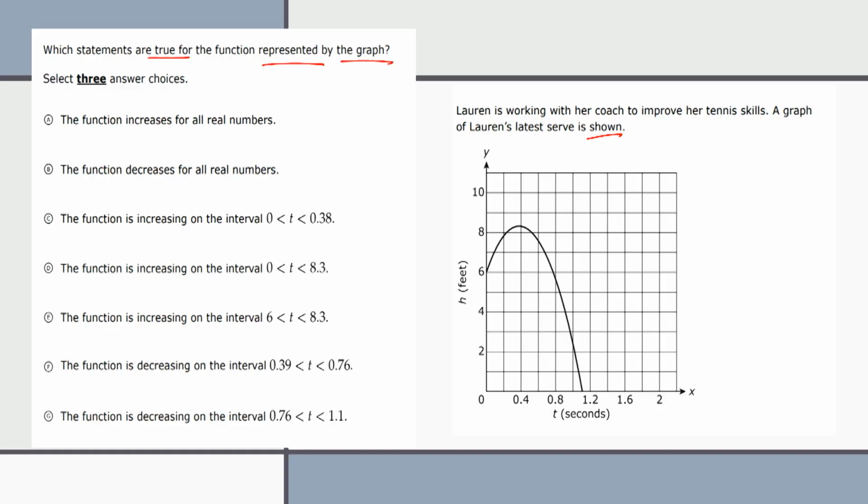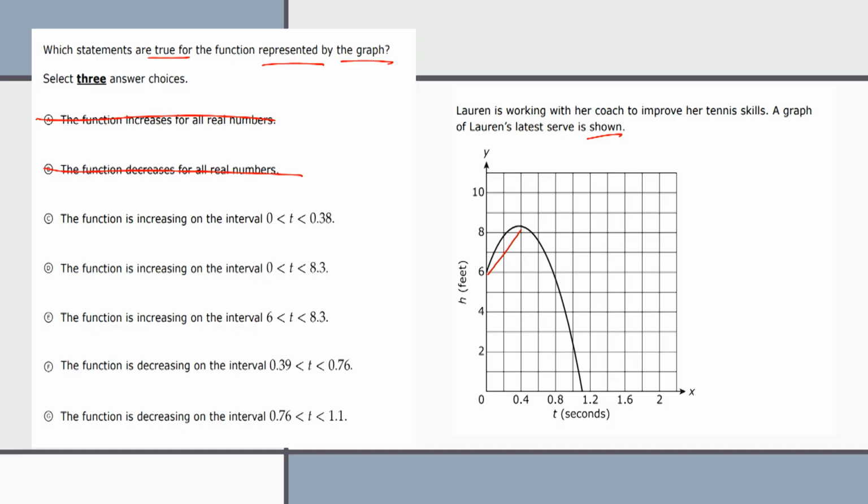So the first one says the function increases for all numbers. Well, let's see. I'm increasing, but then I start decreasing. So this is not the answer. Then it says the function decreases for all real numbers. Well, we've already shown on our graph that that's not true as well.